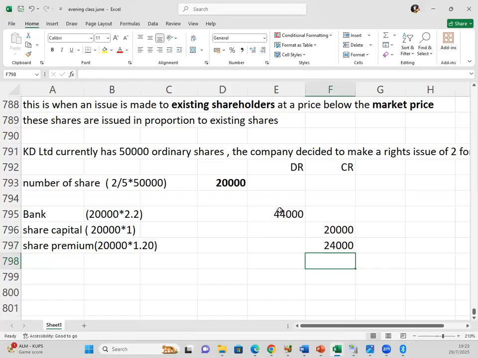So take note, for the rights issue, you need to first of all figure out how many shares, because the question did not say 50,000 are the shares that we issued. So they give us the shares that are there, then they tell us the proportion of the rights issue. 2 for every 5, you'd say that's 2 over 5.